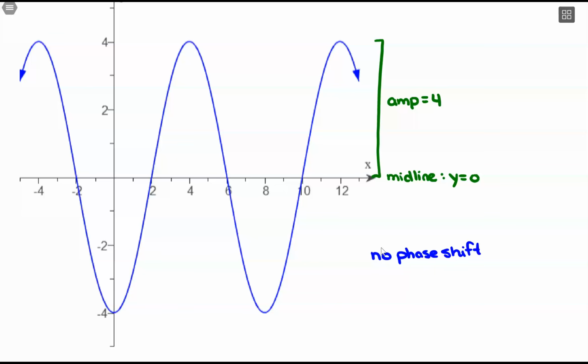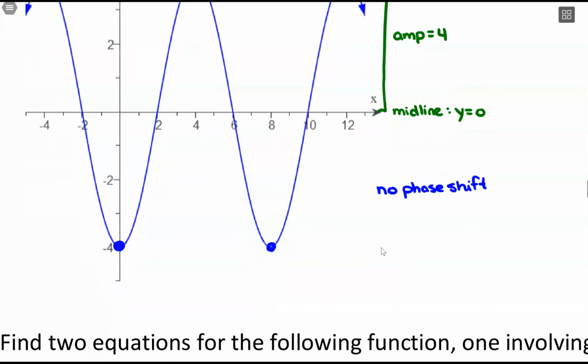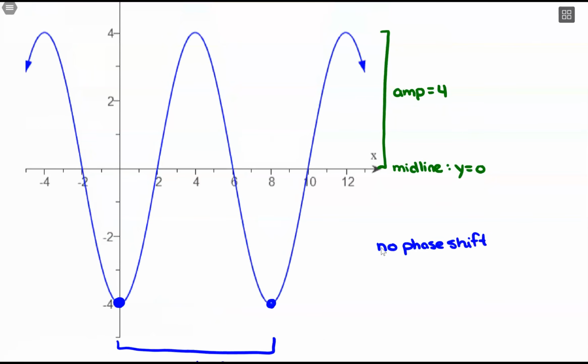And the period, so if we start there at the minimum, when we start to see a repeat, it's right there. So we're seeing the period equals a horizontal distance, let's see, 0 to 8. And just so you know, you can see the period in other places too, like if you did this maximum to maximum, that would be from 4 to 12. That distance is also 8. So you can see the period in multiple places on the graph. It doesn't have to be starting at the y-axis.